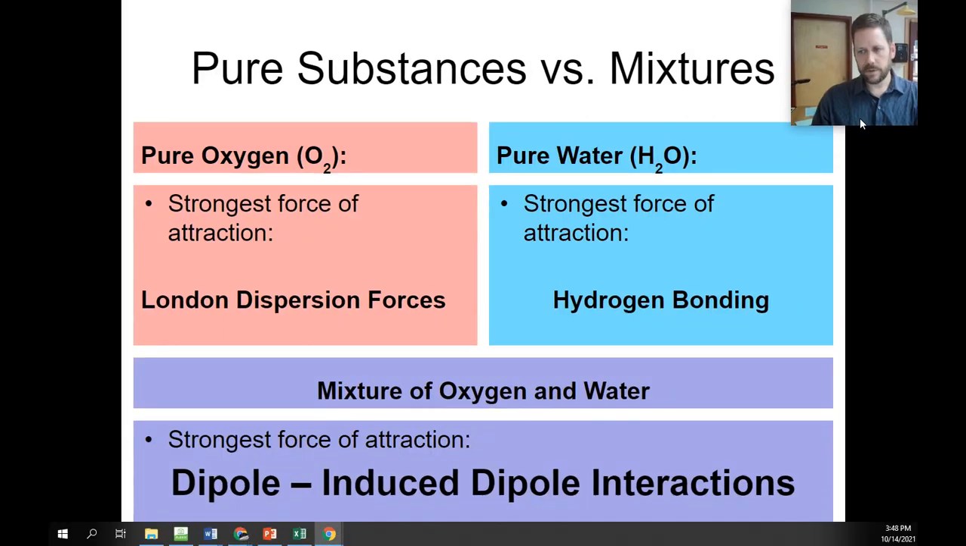The first we're going to consider is a mixture of oxygen and water. Now, if we consider just pure oxygen, O2, then the strongest intermolecular force of attraction that we would see operating there would be a London dispersion force. What I mean by that is what intermolecular force would exist between one oxygen molecule and another oxygen molecule. Where O2 is a nonpolar molecule, that would just be dispersion forces. What about pure water? Well, hydrogen bonding, only if it's between one water molecule and another. But what if we have a mixture of oxygen and water? And this is the case, of course, anytime we have water that has some dissolved oxygen in it.